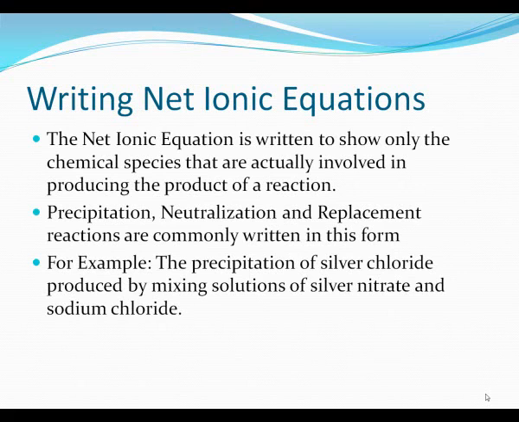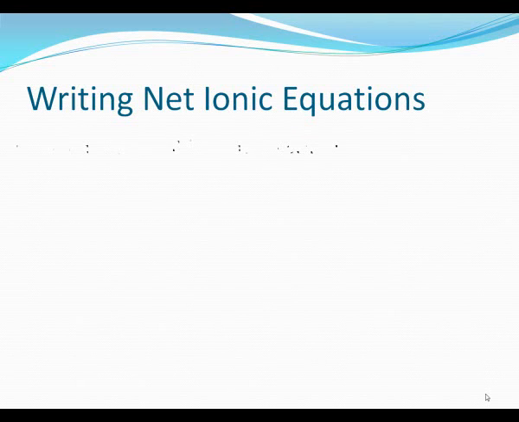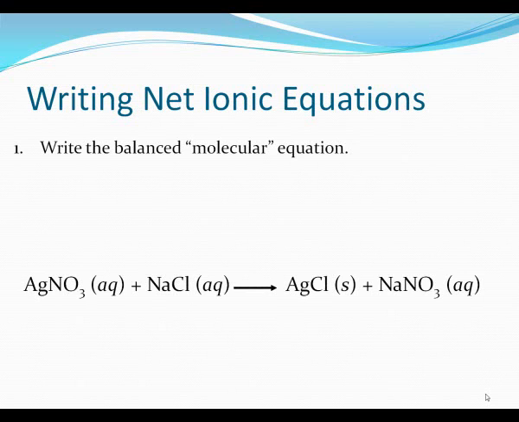Let's look at an example. The precipitation of silver chloride, which is produced by mixing solutions, say, of silver nitrate and sodium chloride, would be a good one. The first step is to write out what we call the balanced molecular equation. That is all the species in non-ionic form. And notice that the AgCl has the (s) after it for solid because it's the precipitate.